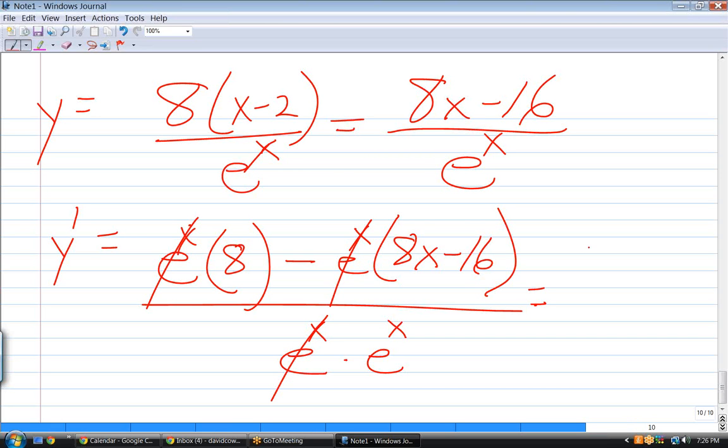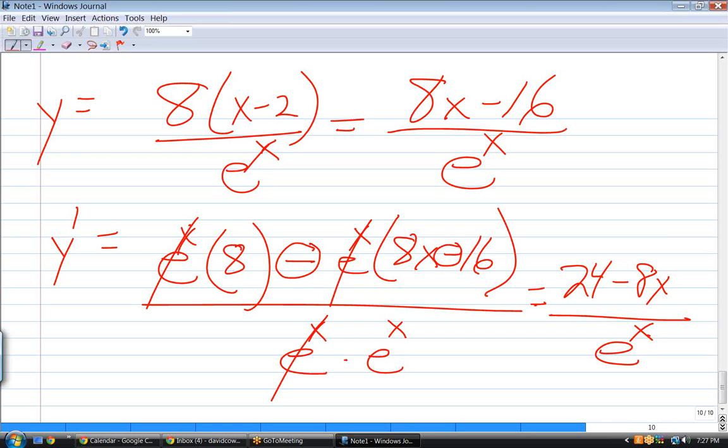8 minus 8x minus 16, or 8x minus 24. Wait. Remember, this negative sign has to get distributed to that. Darn it. I forget that every time. It's okay. So it's really 24 minus 8x. Did I do that right? Yeah, you did. Okay, and we're dividing that by e to the x. That's my derivative.